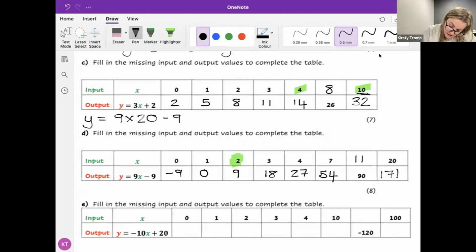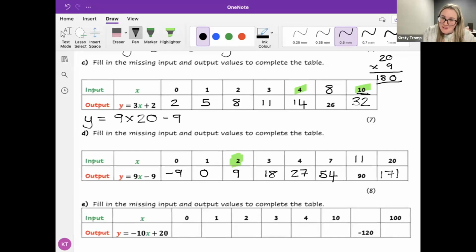So we can say 20 times 9 here on the side. 9 times 0 gives me 0, yes. 9 times 2 gives me 18. So 9 times 20 is 180. Now we say 180 minus 9 gives me 171. Oh, okay. Now I understand, ma'am.